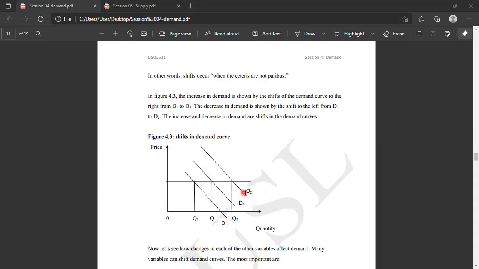It's not D1 to D2. It should be D0 to D1. Small printing error. This is D2, right? This is D0. This is D1. So D0 to D2, increase in demand, shifting right. Then D0 to D1, decrease in demand. What is that? Shifting left. Is it okay for y'all? Clear? Any questions you have to ask?